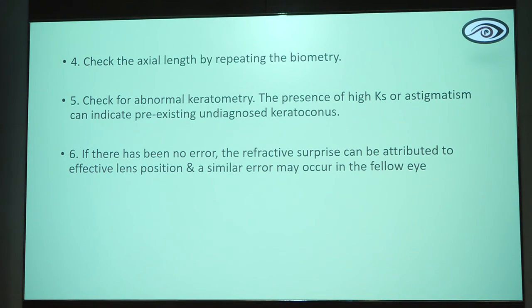Check for abnormal keratometry. For all my patients, whenever I do premium surgery, even for monofocal, I do topography. I just want to make clear that the patient doesn't have undiagnosed keratoconus. If there has been no error, the refractive surprise can be attributed to the next factor, effective lens position. A similar error may occur in the fellow eye also. You have to be very, very careful.